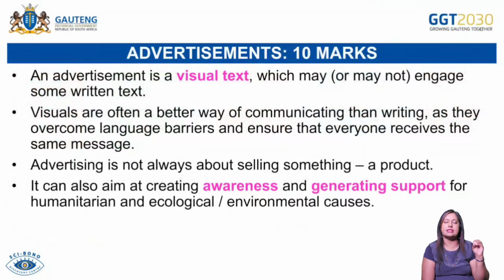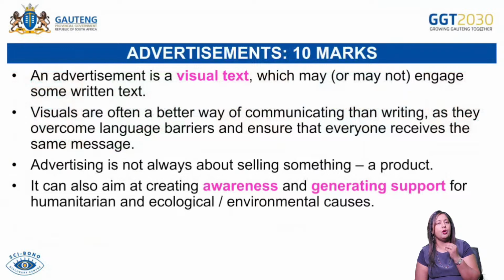Remember, the advert is known to be a visual text, so it may have only a written piece or only an image. It depends. If you have an image with words, then you obviously have to make sure the link is there. If it's only an image without words, which is not really where we would go with home language, but if you do have that, then there's a way to dissect that for meaning. So the advertisement is the visual text, which may or may not engage some written text.